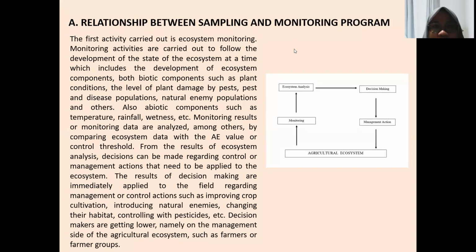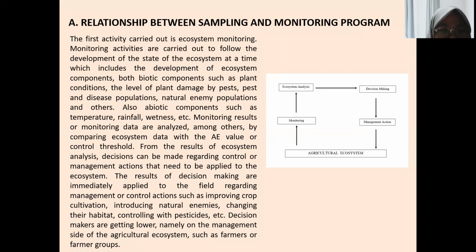The relationship between sampling and monitoring program. The first activity carried out is ecosystem monitoring. Monitoring activities are carried out to follow the development of the state of the ecosystem at a time, which includes the development of ecosystem components. Both biotic components such as plant condition, the level of plant damage by pest and disease, pest population, natural enemy population, and others. Also abiotic components such as temperature, rainfall, wetness, etc.